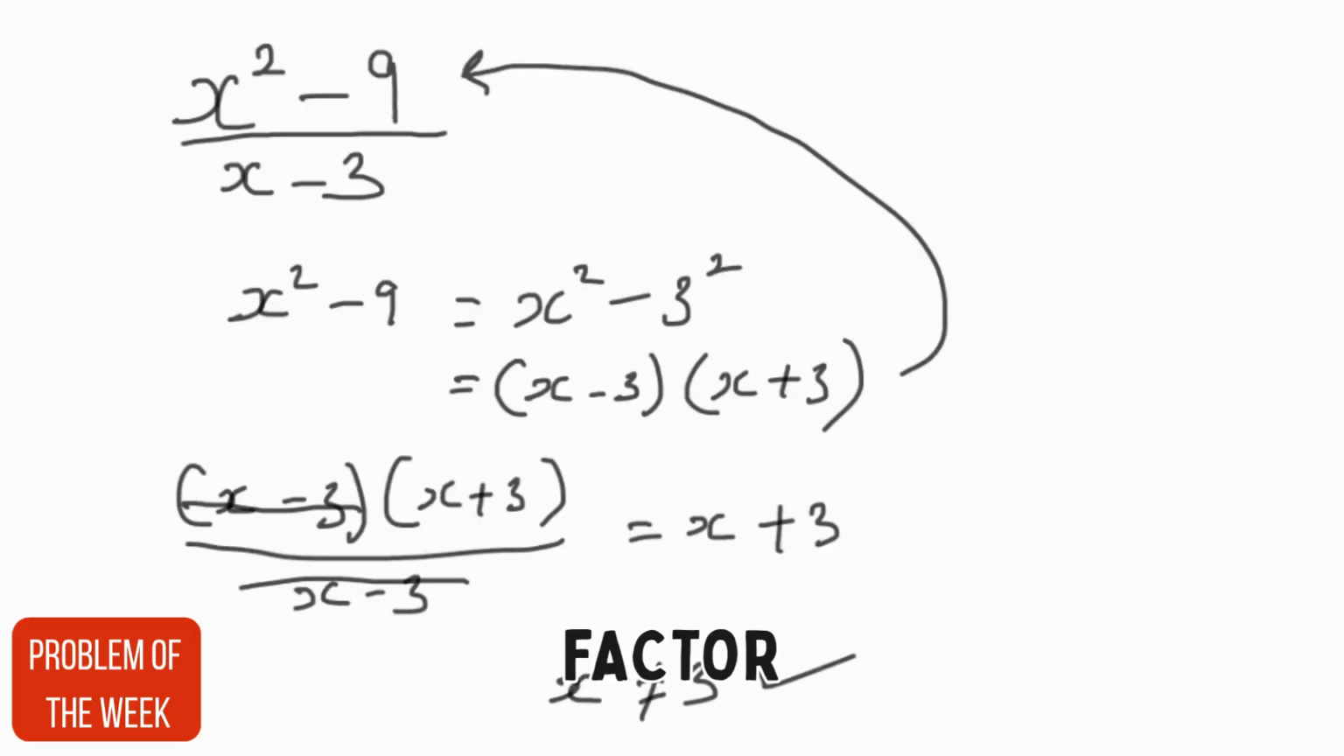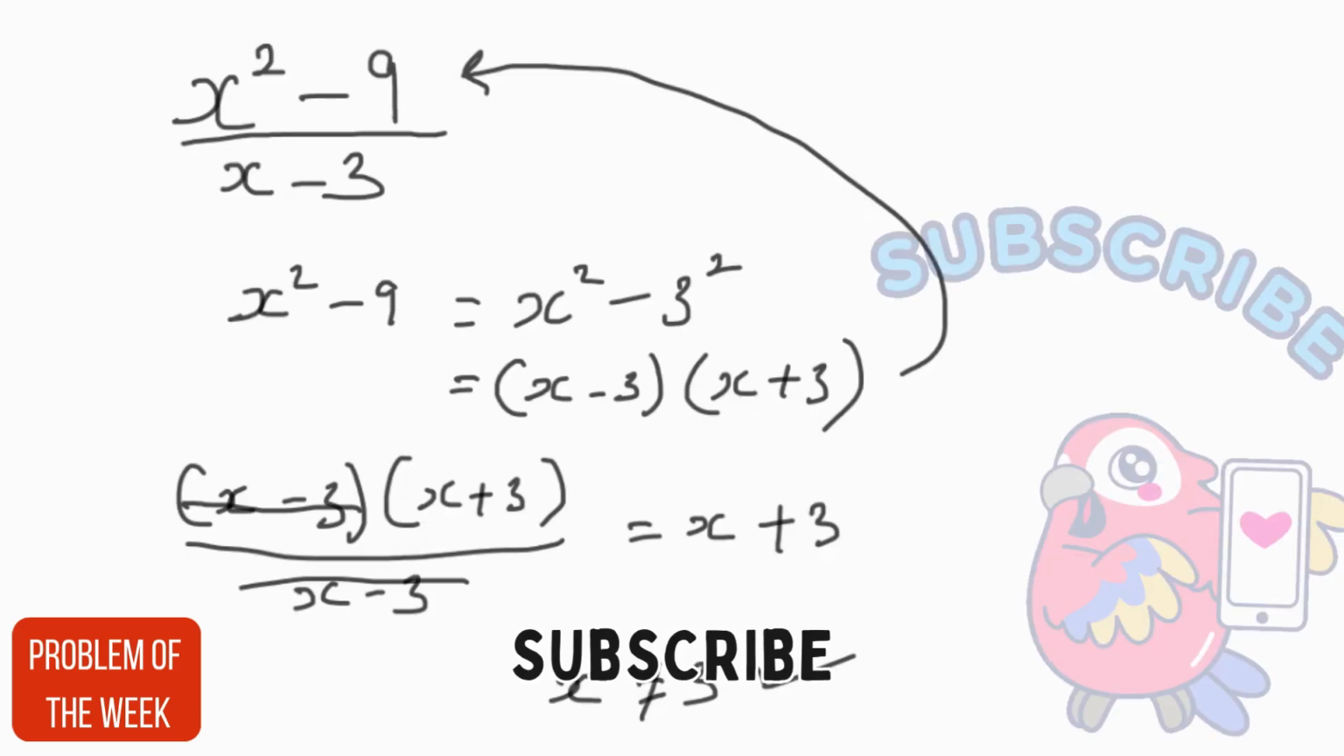So, did you factor first or did you try to cancel immediately? Comment "factor first" if you got it right.